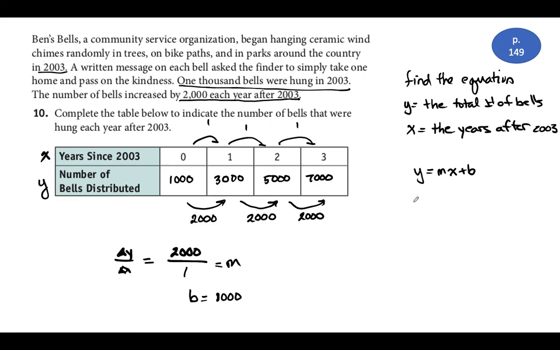So the slope is m. So there will be no m in your final equation because we are replacing m with the slope of 2,000. The slope is always multiplied times x. And then we're going to add, in place of b, we're going to put the y-intercept, which is 1,000. And look at that. We just constructed the equation that represents this story right here.